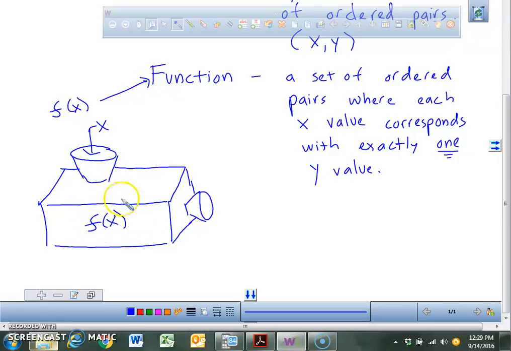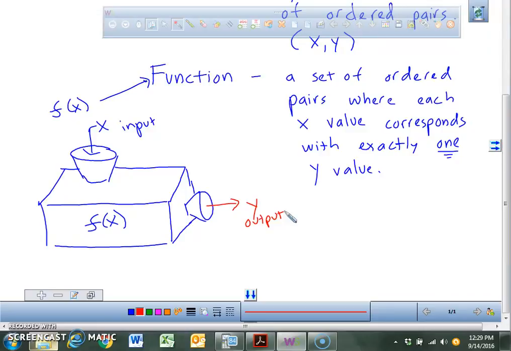So this computes something, and then out of this function machine spits out a y value. So when you plug in an x value, call it the input. When you plug something in, it's going to have an output. It's only going to have one output.